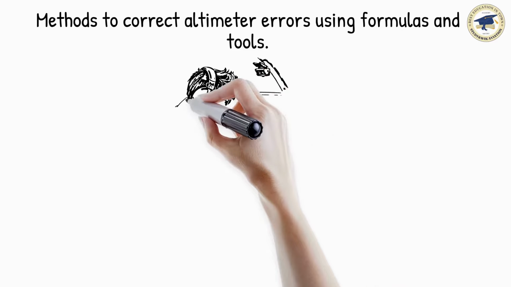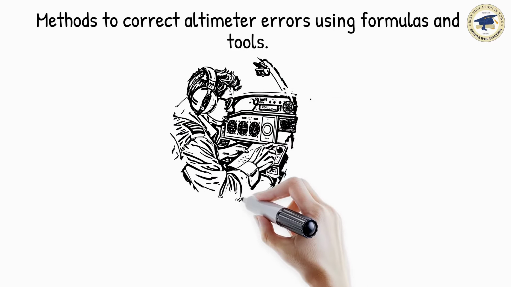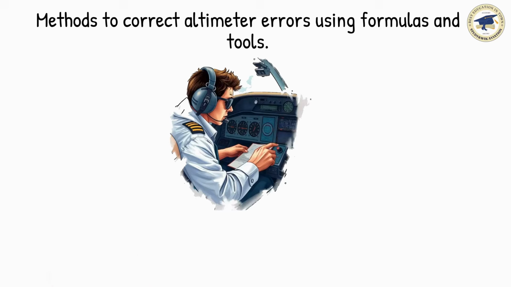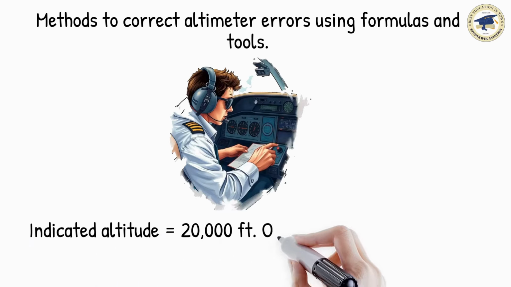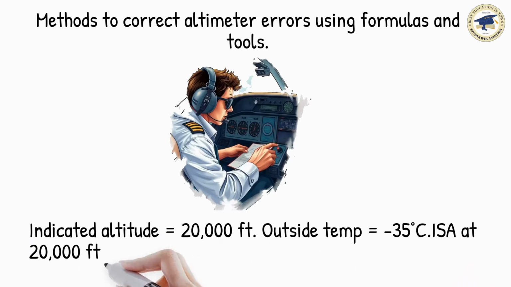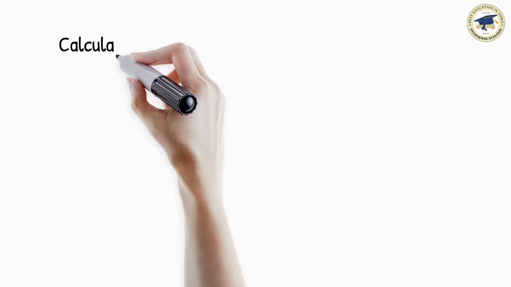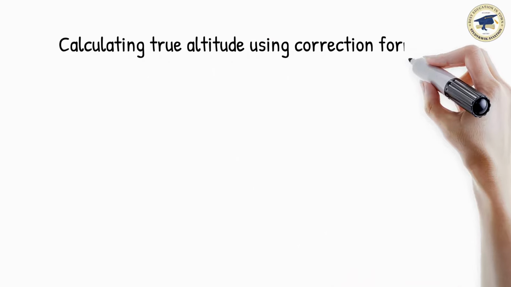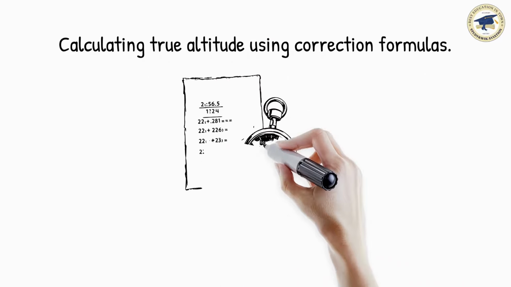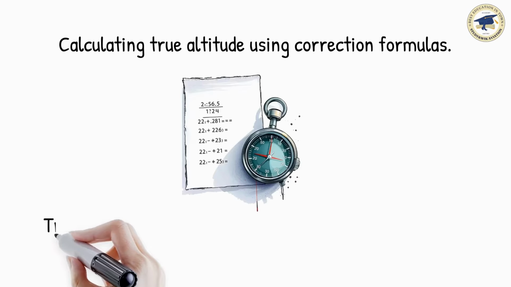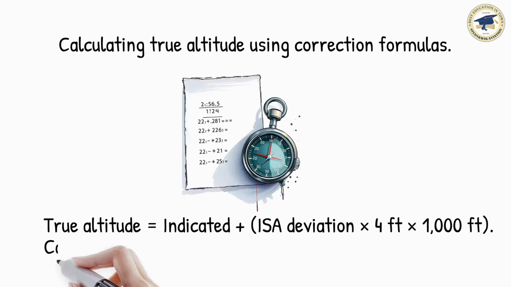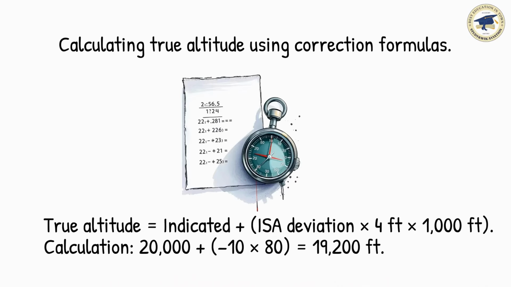Formula example: indicated altitude is 20,000 feet. Outside temp is -35 Celsius. ISA at 20,000 feet is -25 Celsius. Correction equals -10 times 80 equals -800. True altitude equals 20,000 minus 800 equals 19,200 feet.